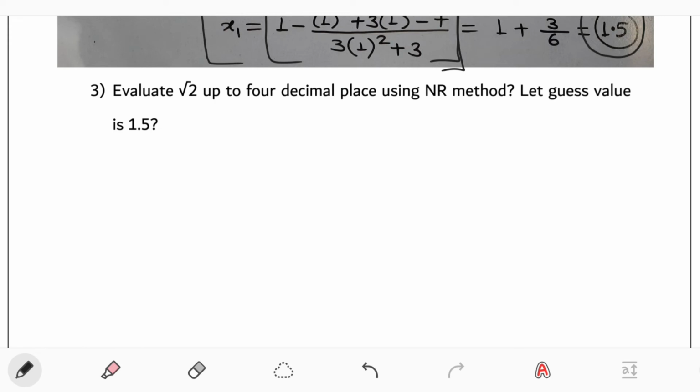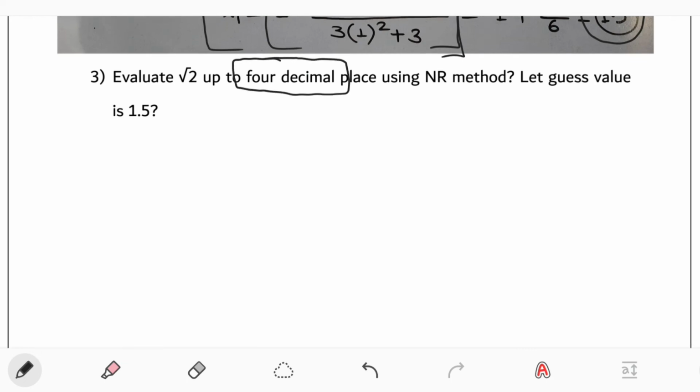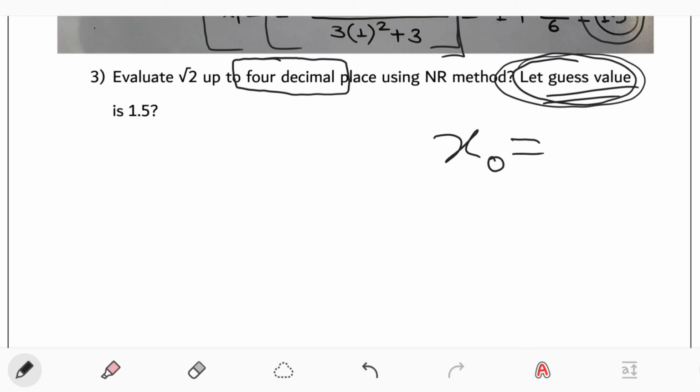So the next type of question is the one I have shown in question number 3. Evaluate root 2 up to 4 decimal places using Newton-Raphson method. Here they have mentioned how many places, 4 decimal places. Let the guess value be 1.5. This parameter itself is helping us to find the value. So if somewhere a guess value is given, it is given as the x naught value only.